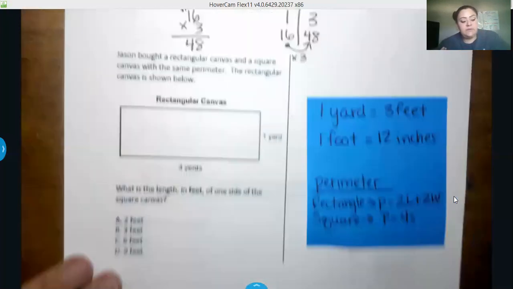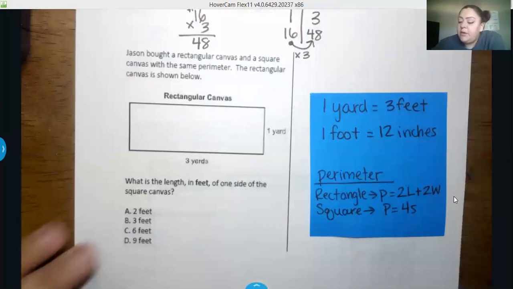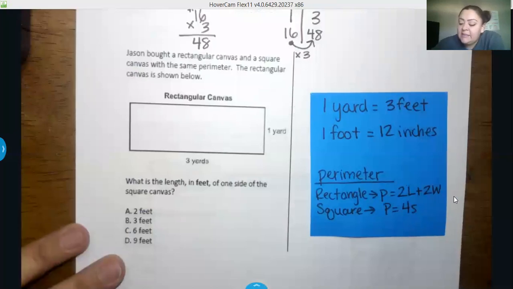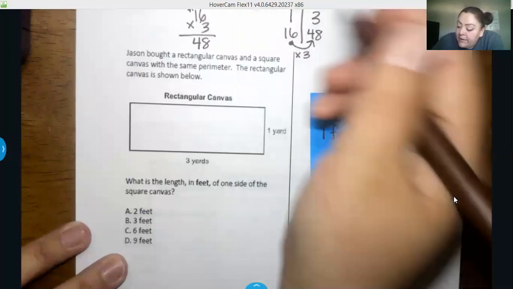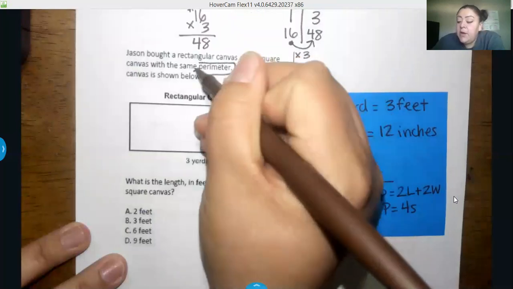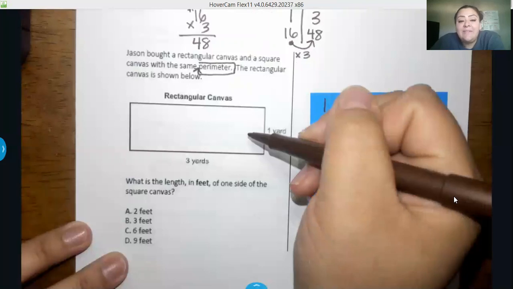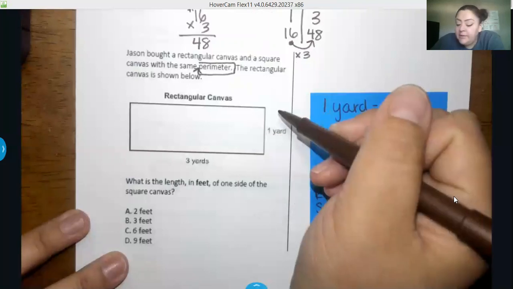This one's a little different also. With this one, we're going to be working with perimeter and area, but we're still going to have to be converting measurement as we go. So Jason bought a rectangular canvas and a square canvas with the same perimeter. I find that word perimeter, I'm going to box it around because perimeter is the outside. The rectangular canvas is shown below. So they have the same amount.